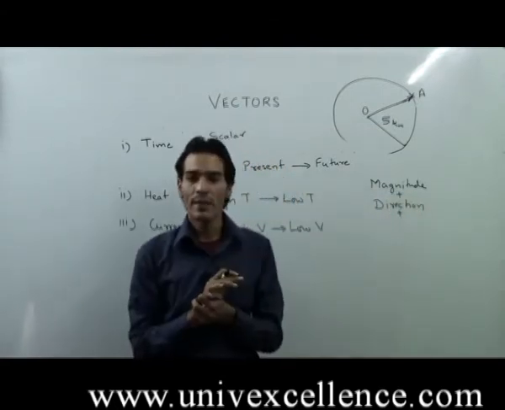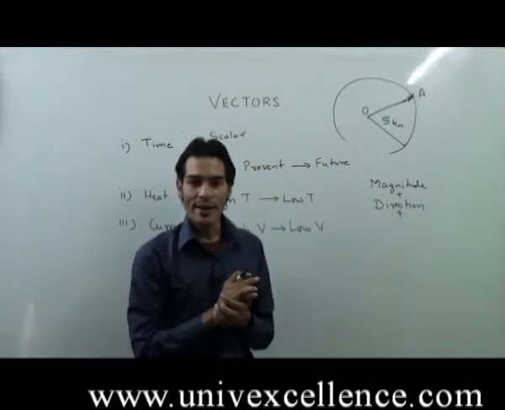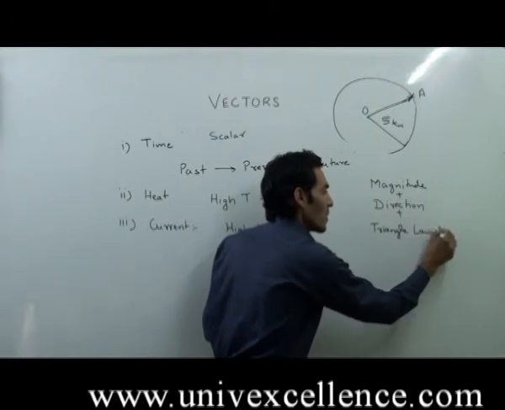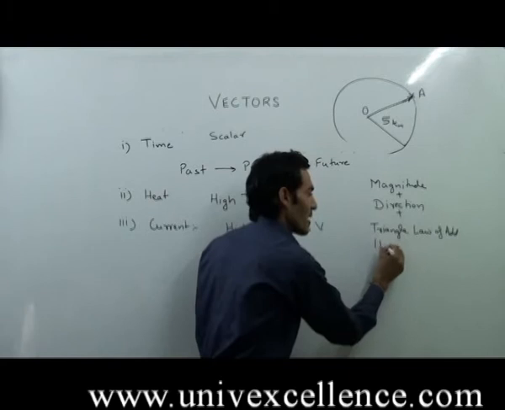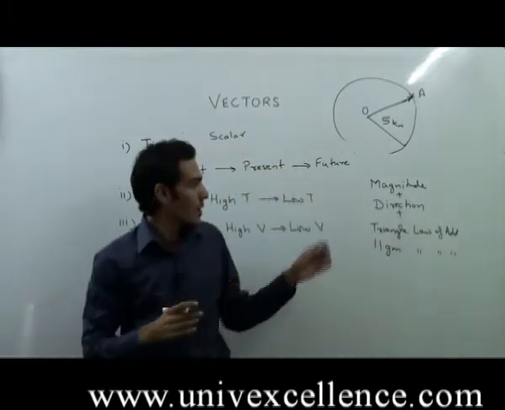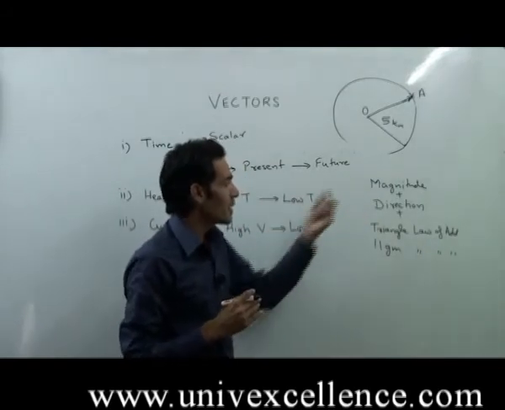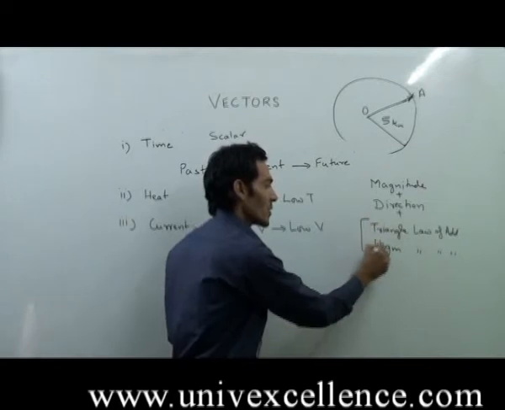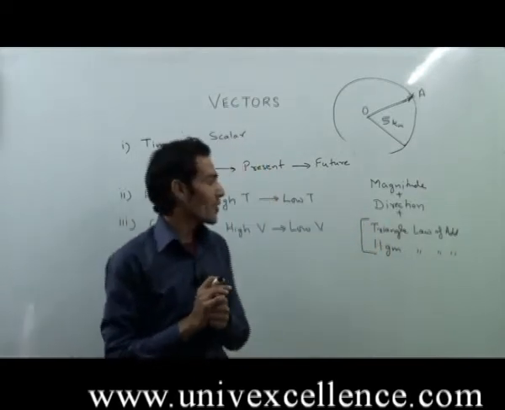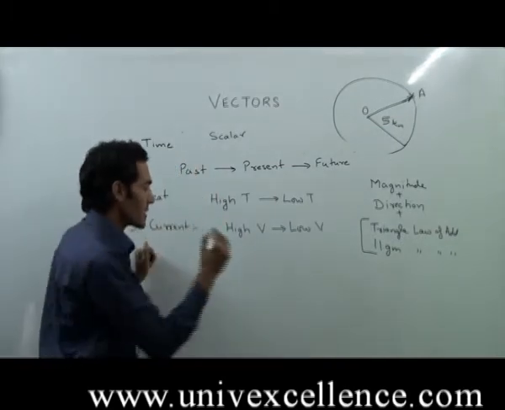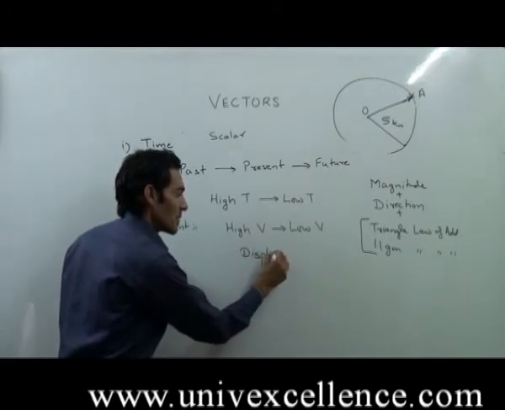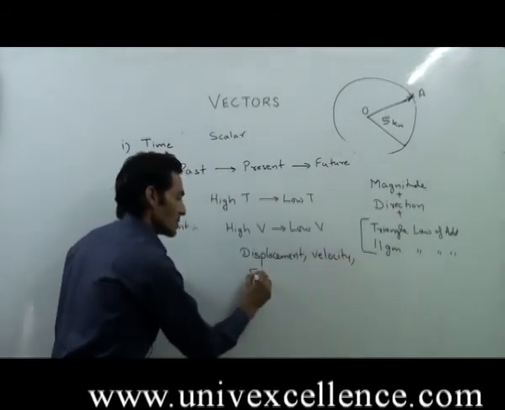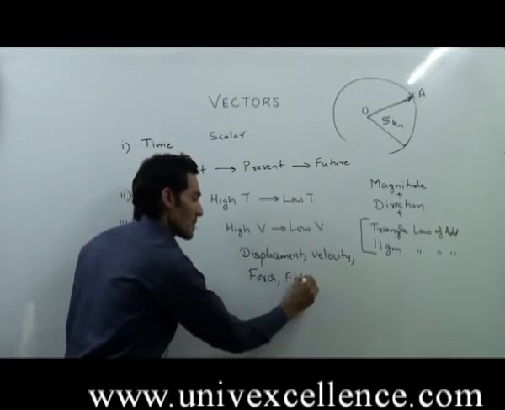plus the most important thing, that those quantities should follow the vector law of addition, also known as the triangle law of addition, or also known as the parallelogram law of addition. We will study it later on. For now, you have to remember that for a vector quantity, we need magnitude, direction, and most important, the triangle law of addition or parallelogram law of addition, which in combined form is known as the vector law of addition. Now, examples of vector quantities are displacement, velocity, force, field, and so on.